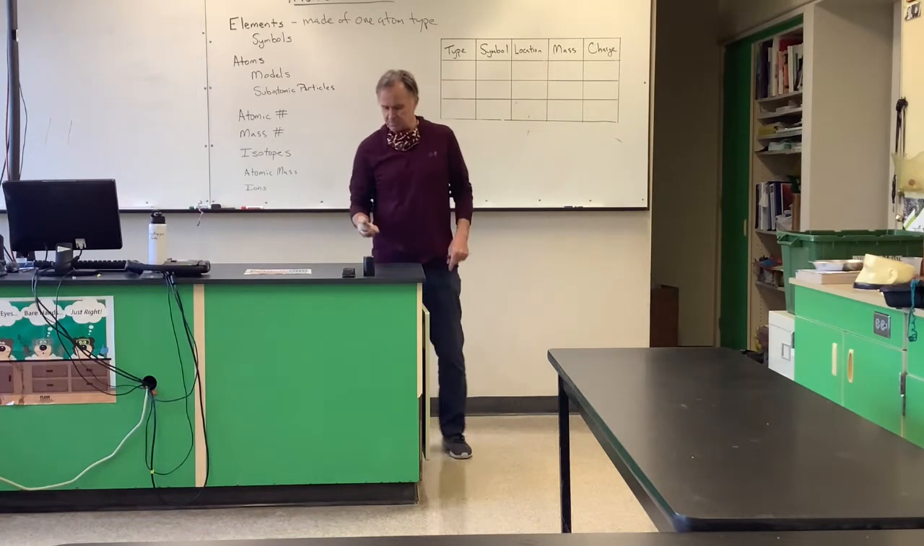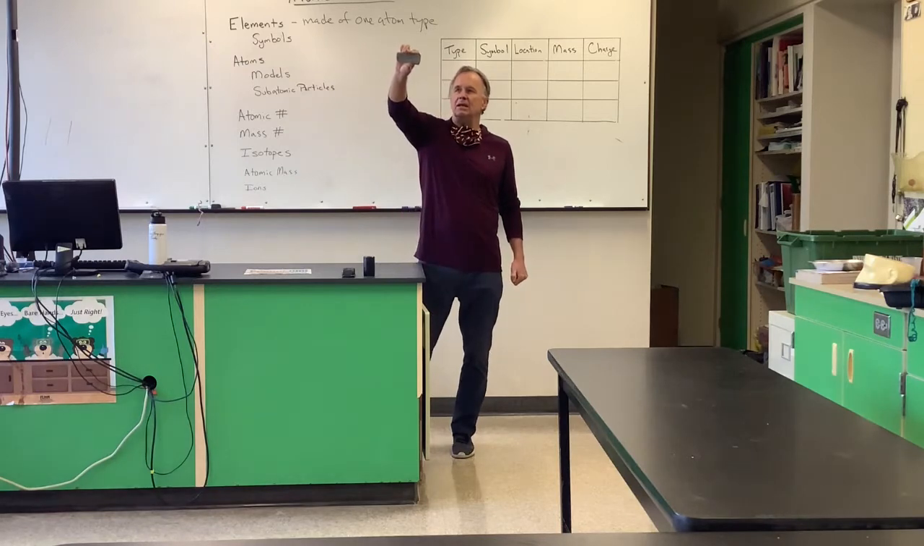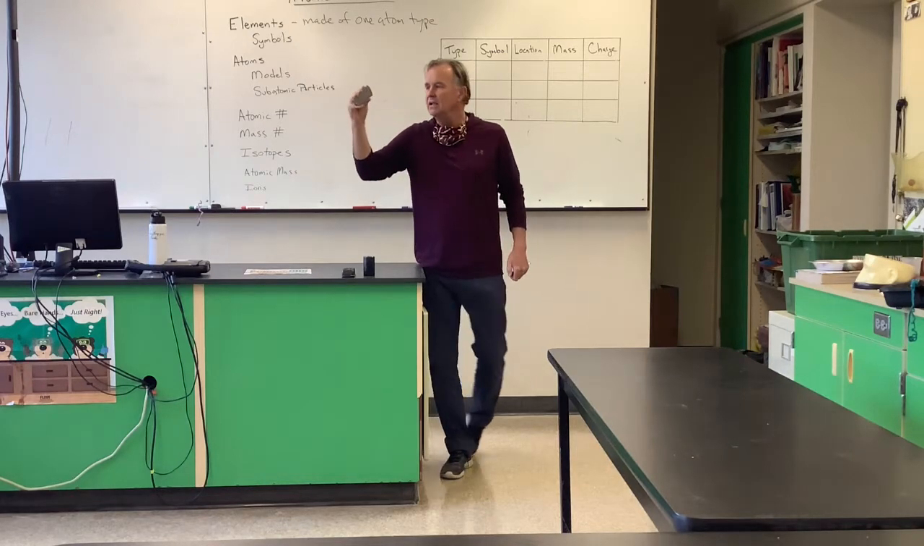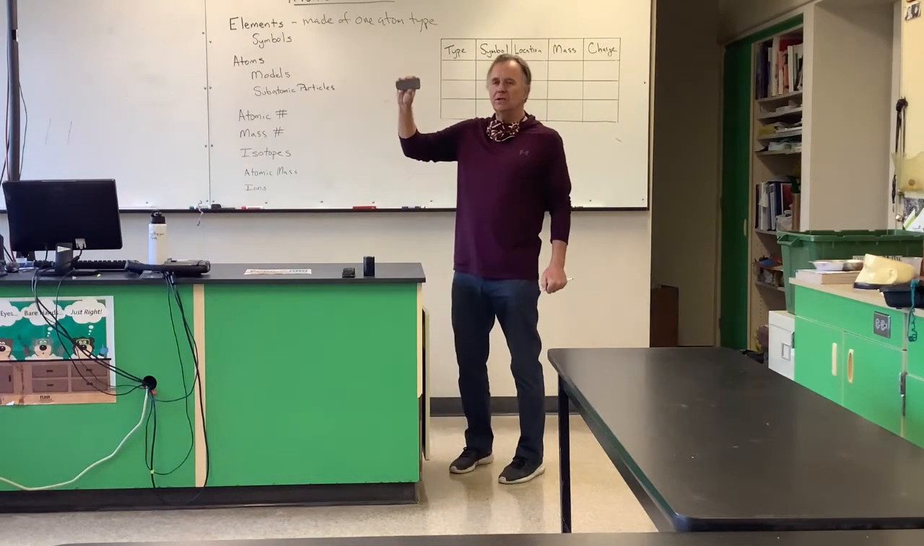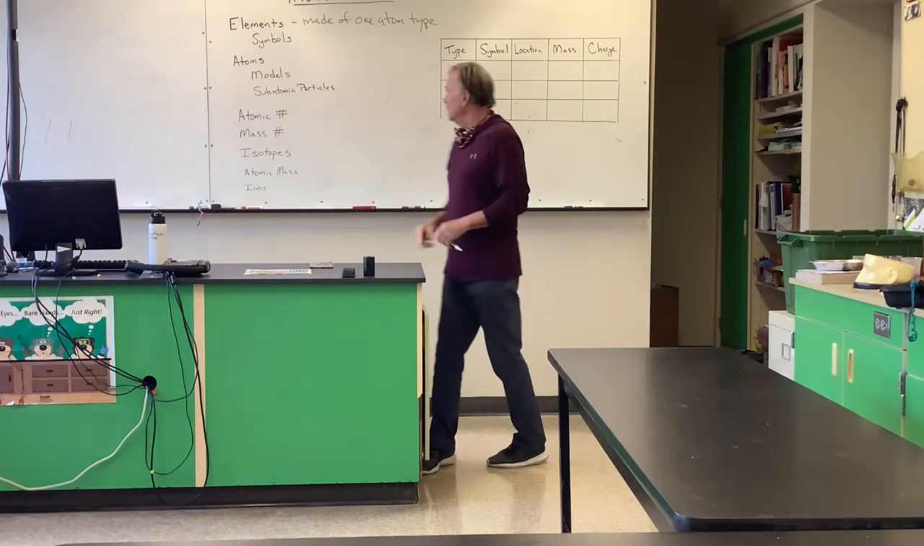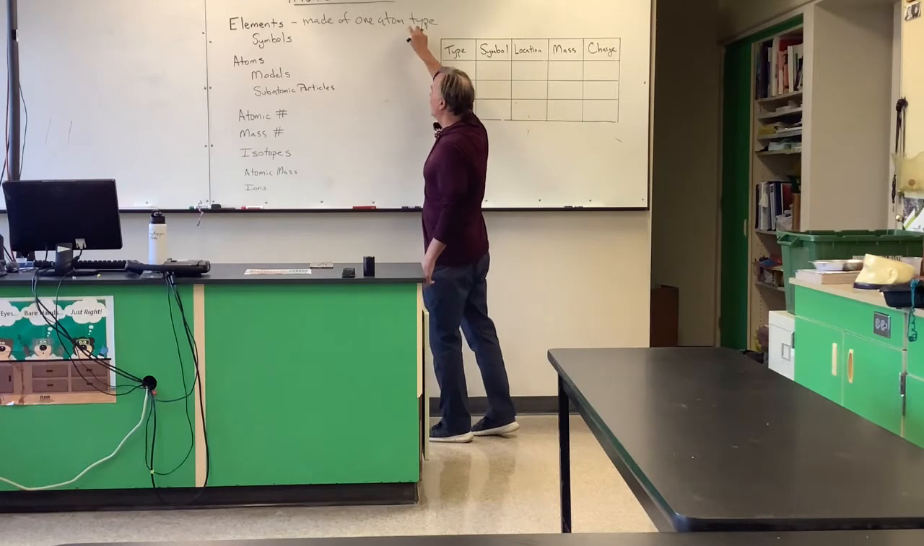If I have this piece of lead here, it's just got lead atoms in it. Of course, in this piece of lead there are trillions and trillions and trillions of atoms, because atoms are really small. An element is just defined as that one atom type.